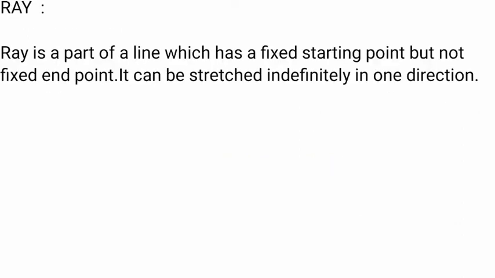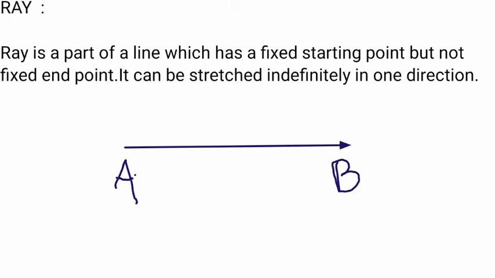Ray. A ray is a part of a line which has a fixed starting point but no fixed end point, or which can be stretched indefinitely in one direction. Here AB is a ray and A is the starting point, and from B it can be stretched indefinitely.